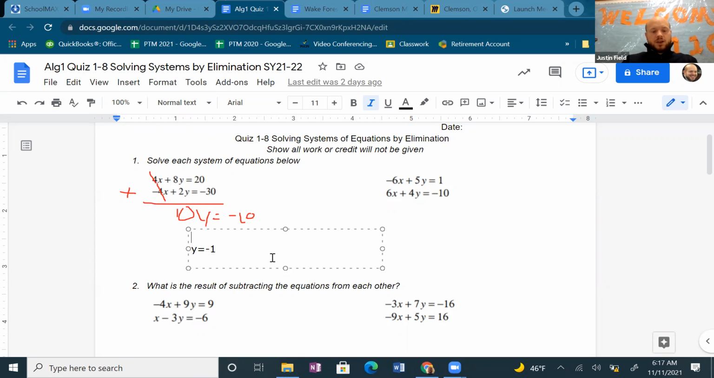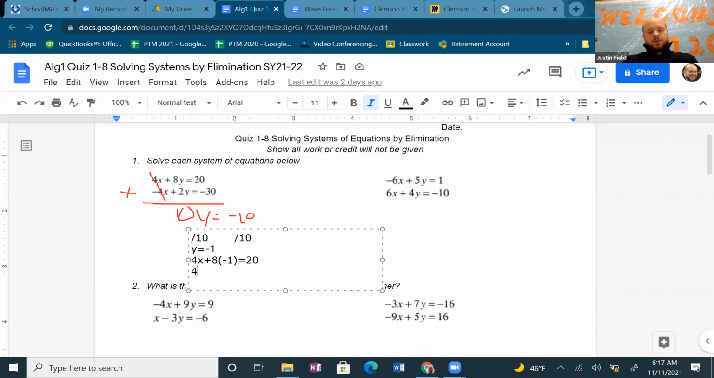Right? Divide by 10. Negative 10 divided by 10 is negative 1. Of course, we're not done there. You have to substitute that back in to figure out what x is. So the top equation is 4x plus 8y equals 20. So let's do 4x plus 8 times negative 1 equals 20. And then simplify. 4x minus 8 equals 20.